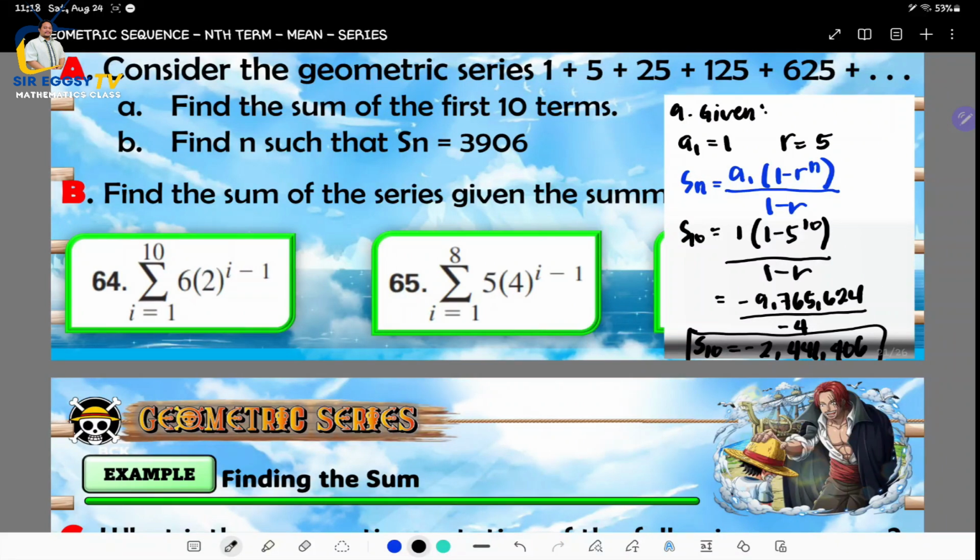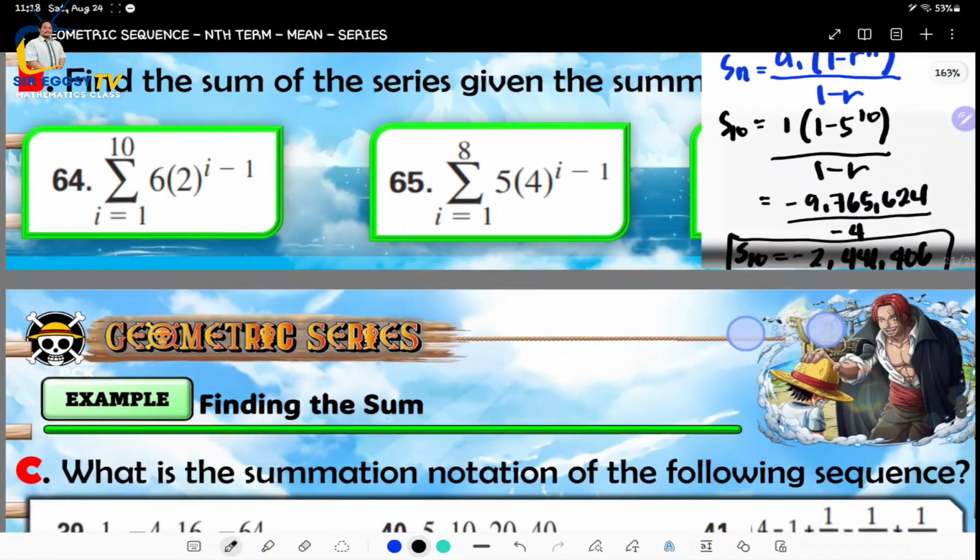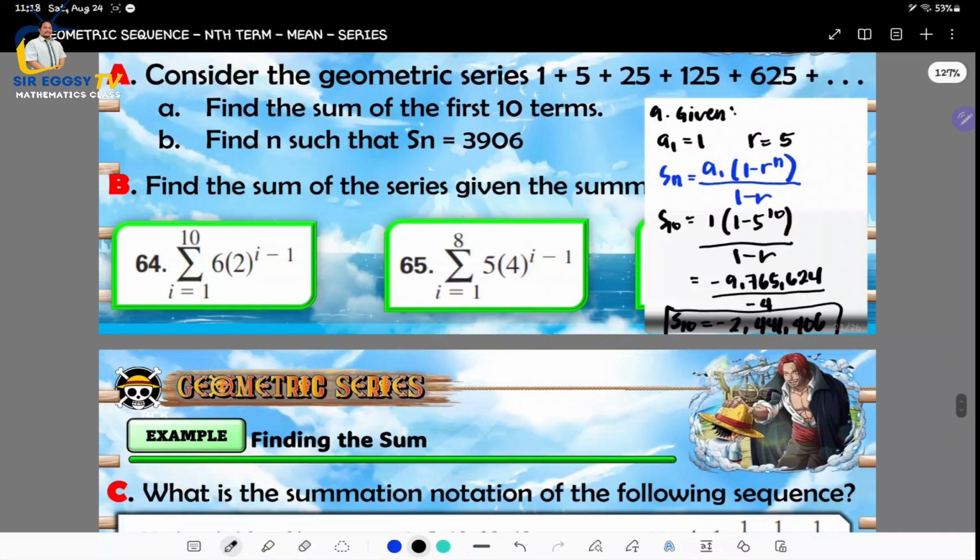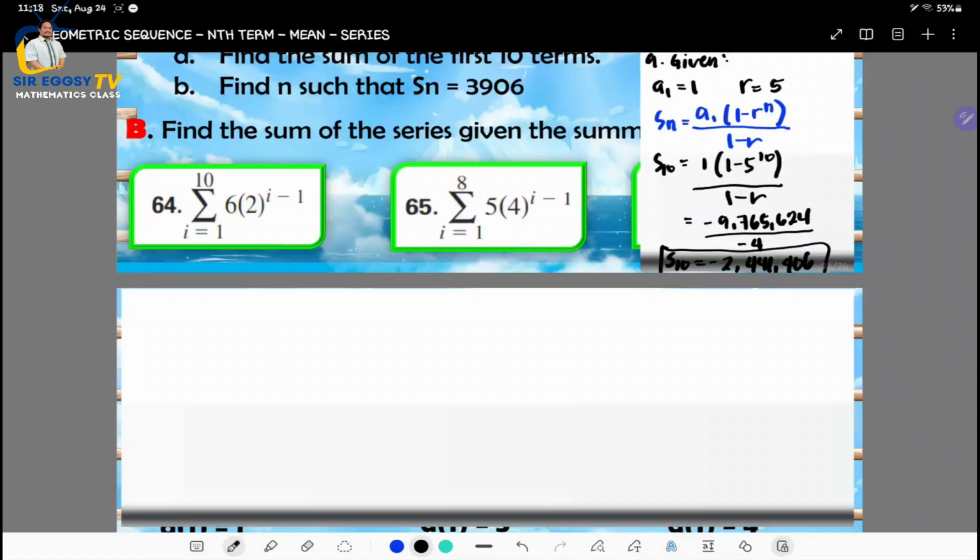Okay, now let's have the letter B. Find the value of n such that S sub n is equal to 3,906. Then as we all know, class, the given is still the same, wherein a sub 1 is still equal to 1. The common ratio is still equal to 5. Okay? And the formula is still there. But this time, S sub n is given as 3,906.